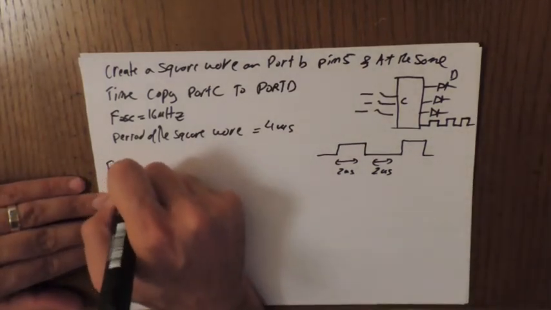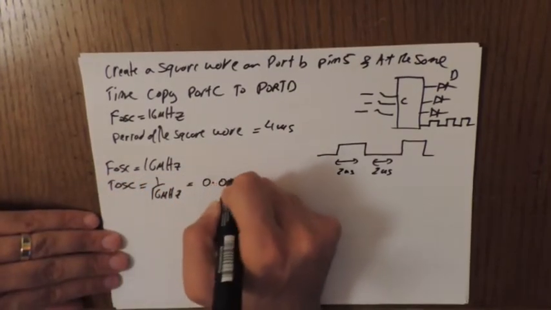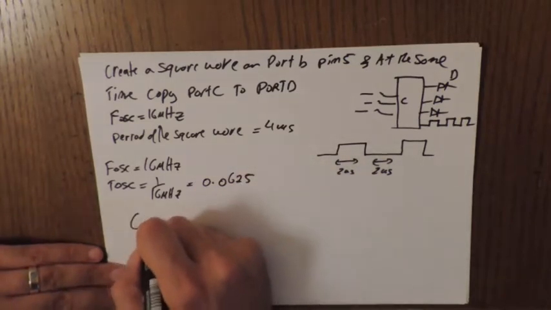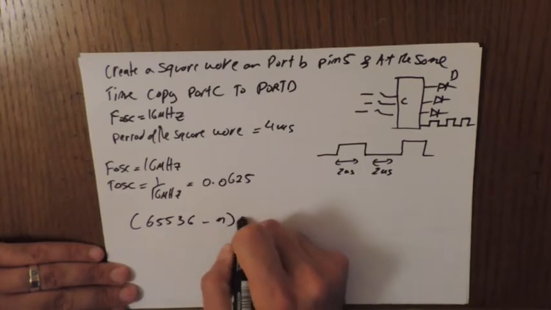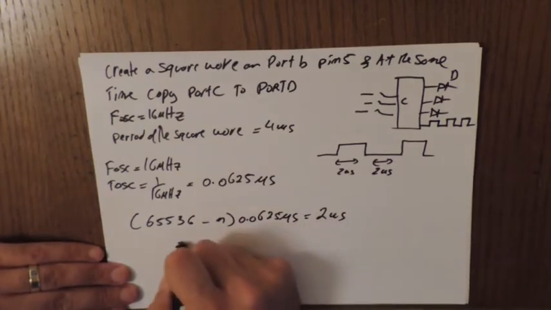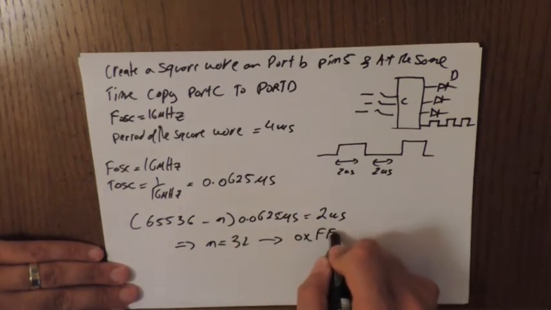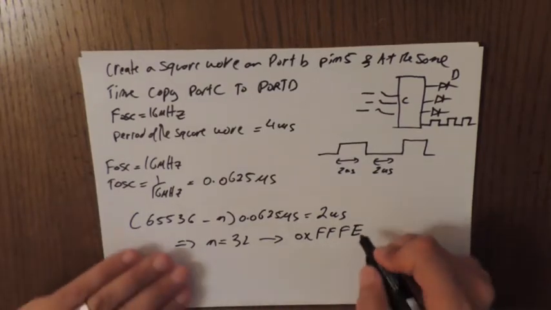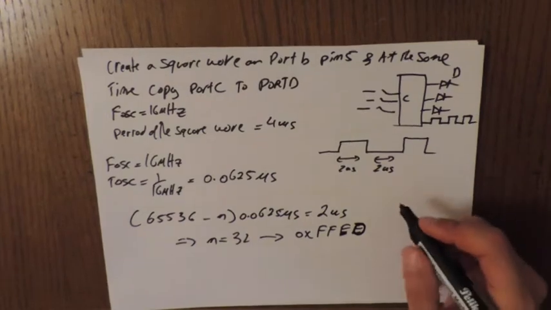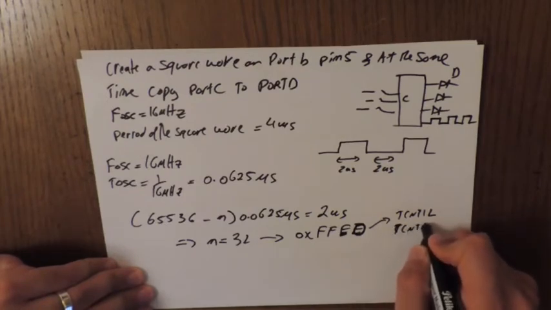So if F oscillator is 16 megahertz, this means the oscillator period will be 1 over 16 megahertz, which is equal to 0.0625 microseconds. Then I say, okay, so I have (65536 minus n) times 0.0625 equals 2 microseconds, which implies n is equal to 32, or I can say in hex 0xFFE0. Okay, so this is what's going into timer counter 1 low and timer counter 1 high.